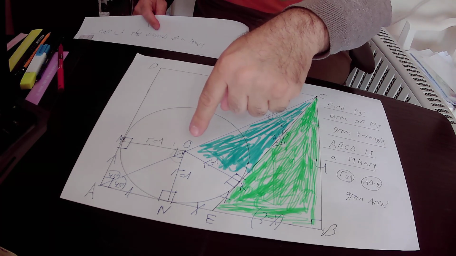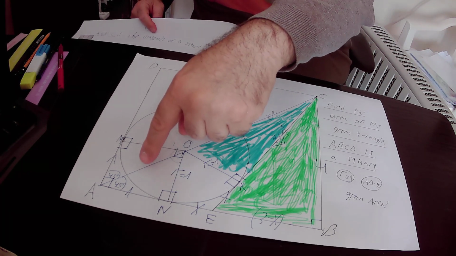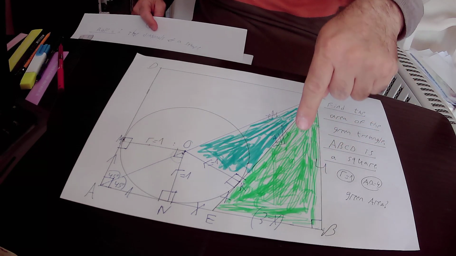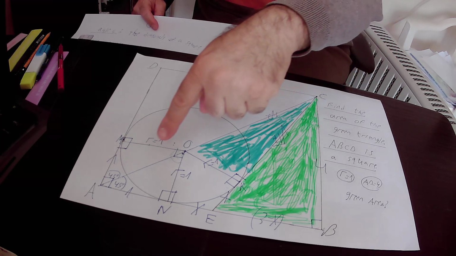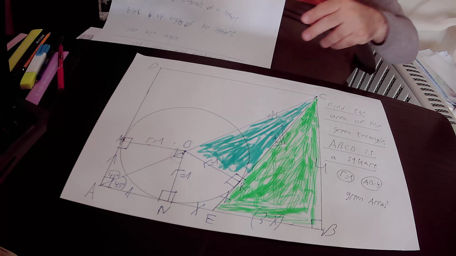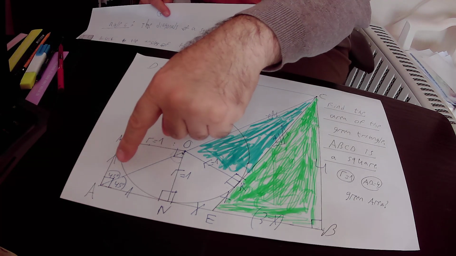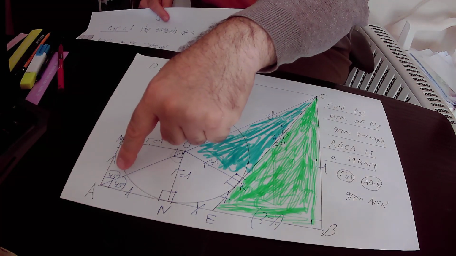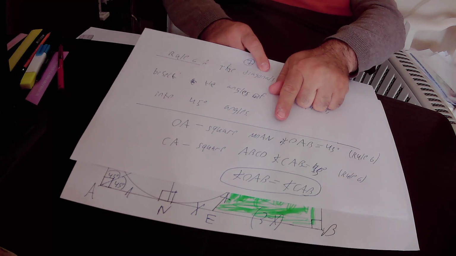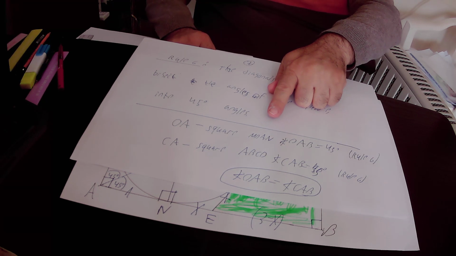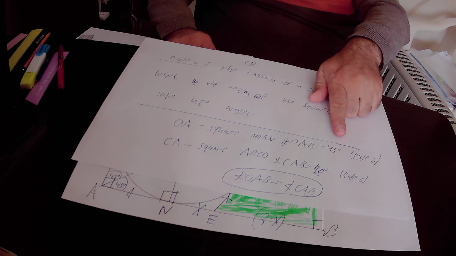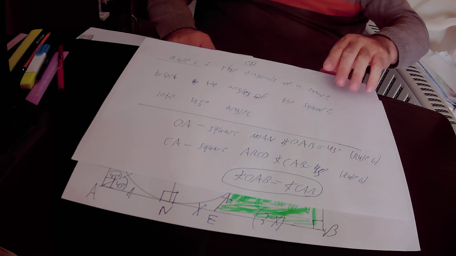So we will call this angle that equals 45 degrees, angle OAB. Angle OAB equals 45 degrees according to rule number 6, because the diagonal OA bisects this angle into two angles of 45 degrees. Therefore, angle OAB equals 45 degrees according to rule number 6.